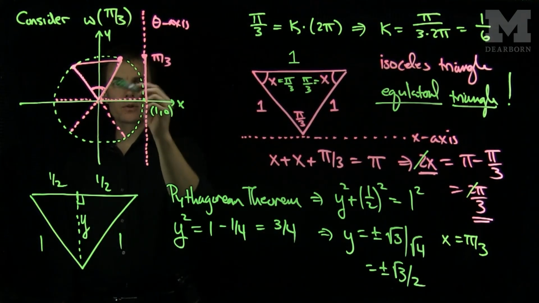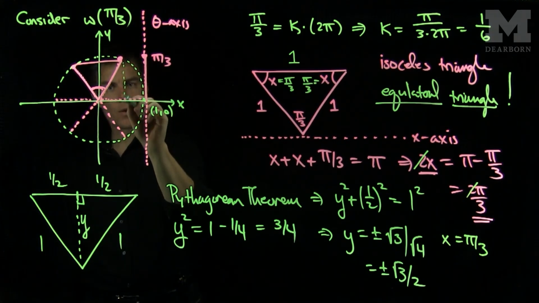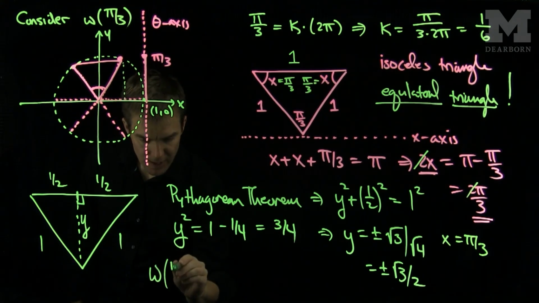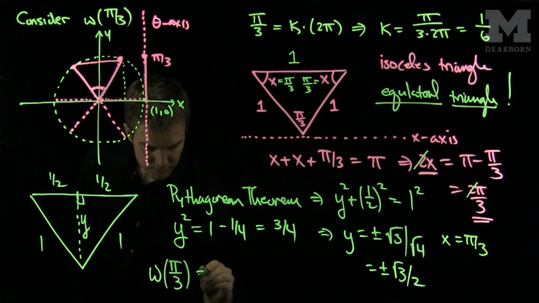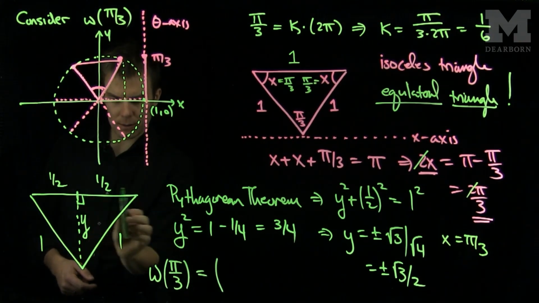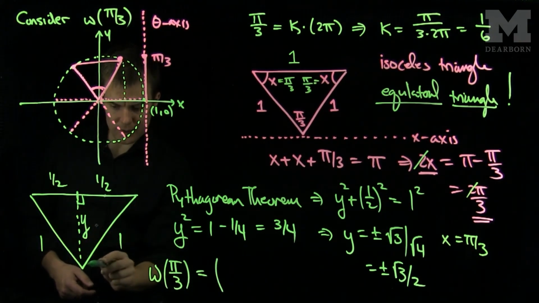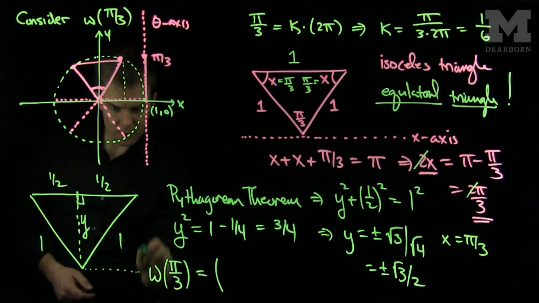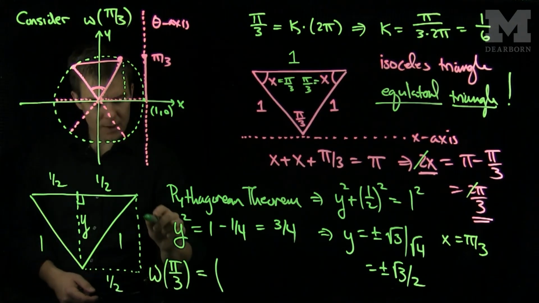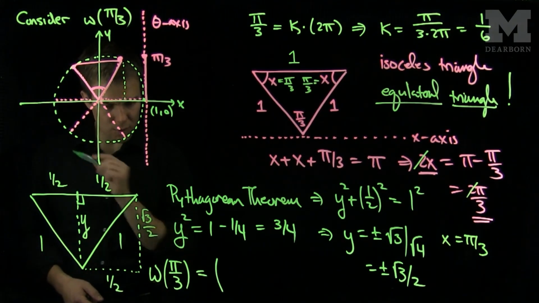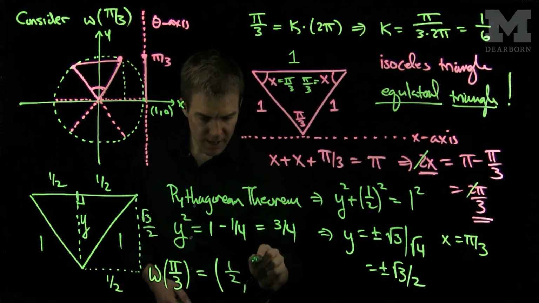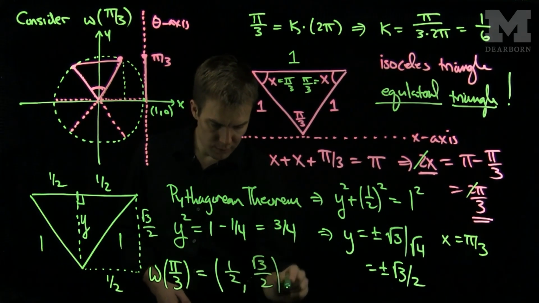And since we're in the first quadrant over here, both the x and the y are positive, so that tells me that my wrapping function at pi over 3 will be equal to, the x-coordinate is this length over here. This length over here is exactly equal to, as we can just draw this triangle down over here with a dotted line, that's equal to 1/2, and this is root 3 over 2. So the wrapping function of pi over 3 is exactly 1/2, and then root 3 over 2.